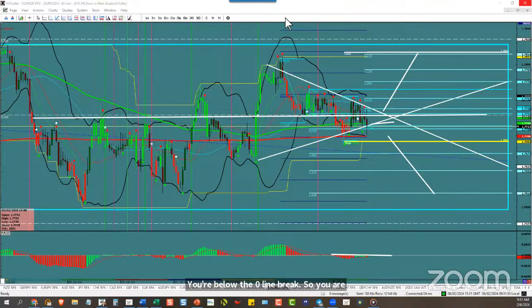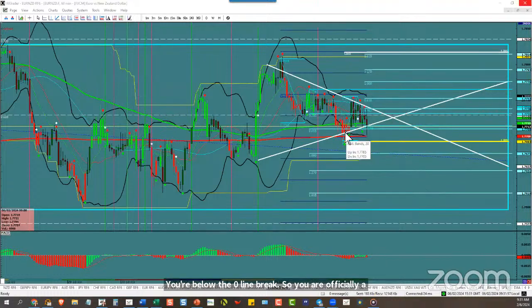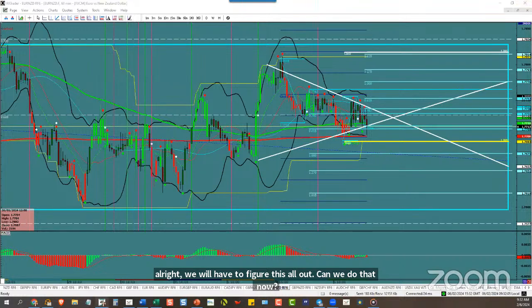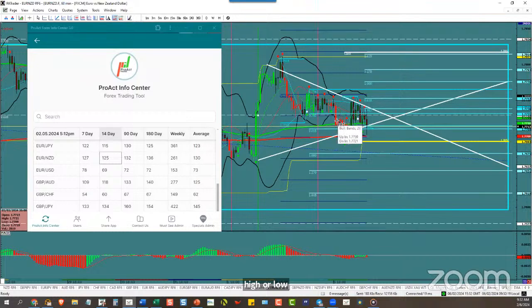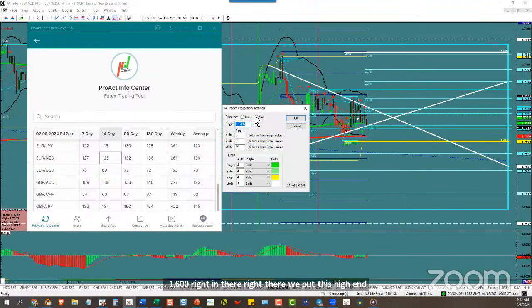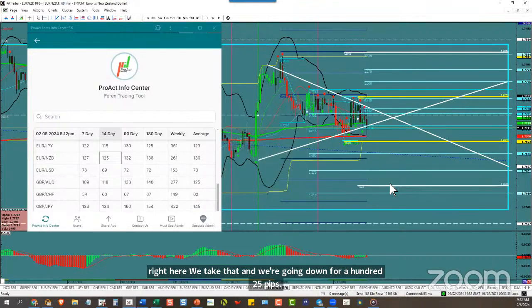Now, if we get the break, not until we get the break, but if we get the break to the downside, we'll have to figure this all out. Can we do that now? Yeah, we can do that now. So pop up the ATR, because I got to know where the target is. Never make an entry unless you know the exit. The target is 125 pips away from the New York fix high or low. So I go find the New York fix, which is 1600, right there. We put this high in right here. We take that and we're going down for 125 pips. And there's the trade right there.